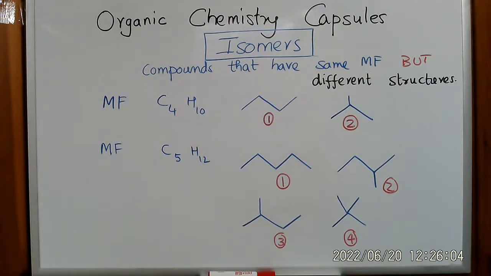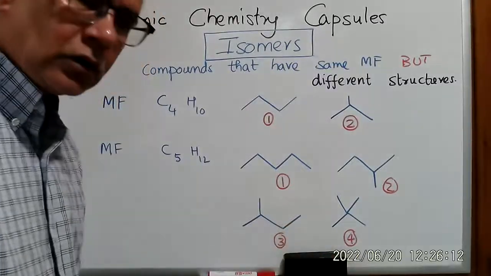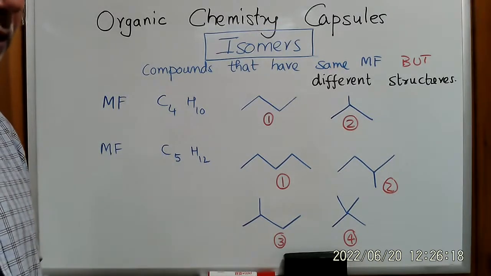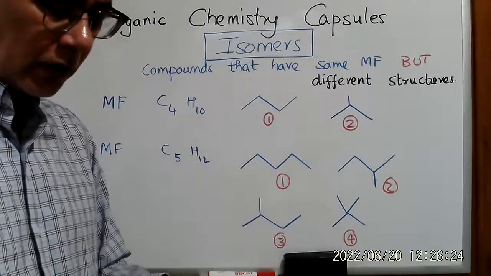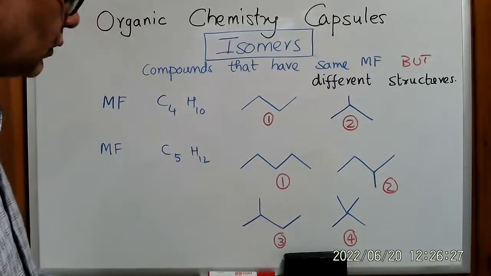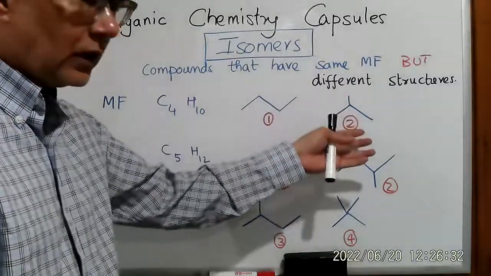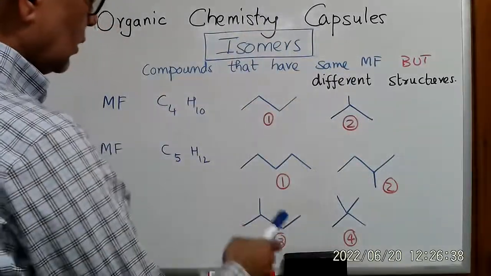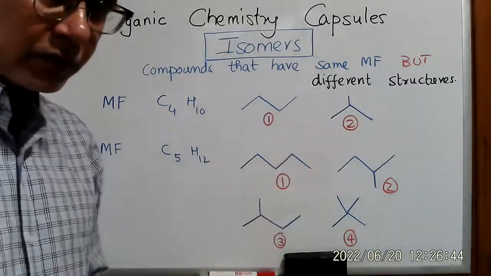So in this capsule, we look at a new topic called isomers. In the previous couple of videos, we looked at how to draw organic compounds: the loose dot structures, condensed structures, and skeletal structures. You see here I have a lot of structures, all of them represented only in the skeletal fashion. So the title for this short capsule is isomers. We'll look at what isomers are and the different types of isomers.